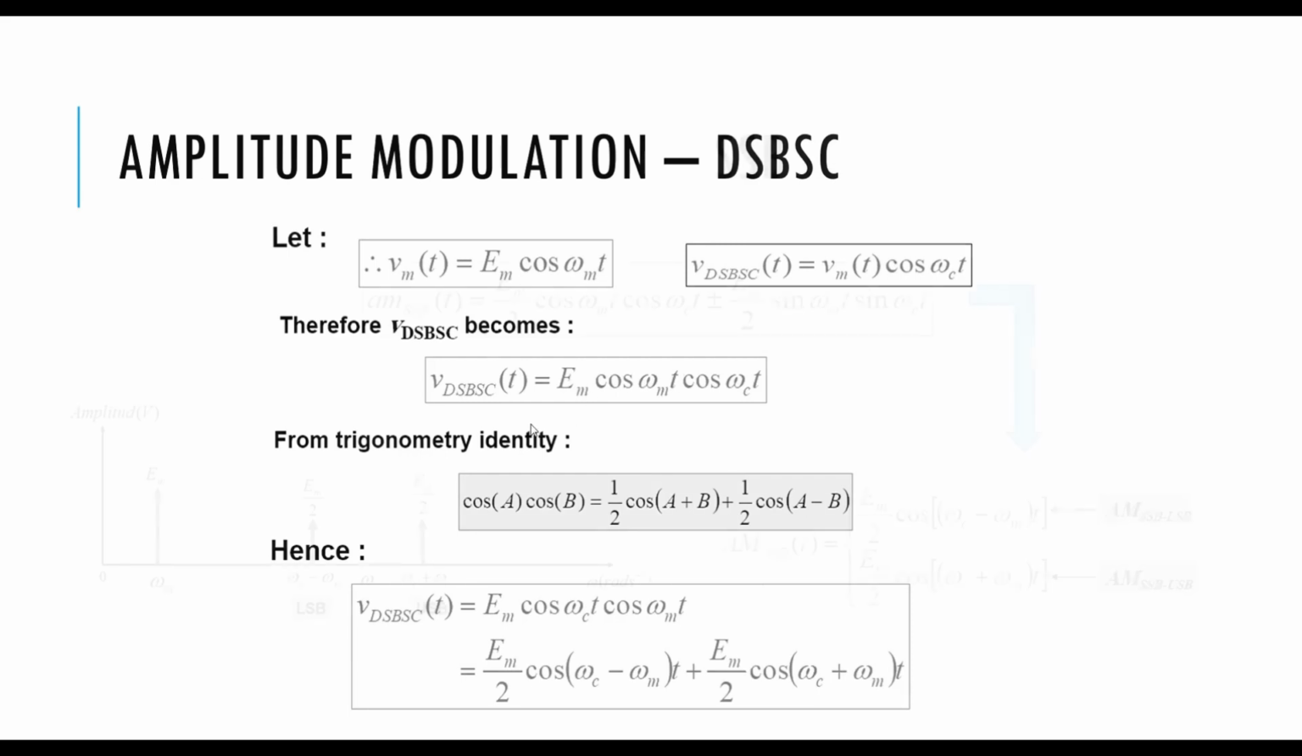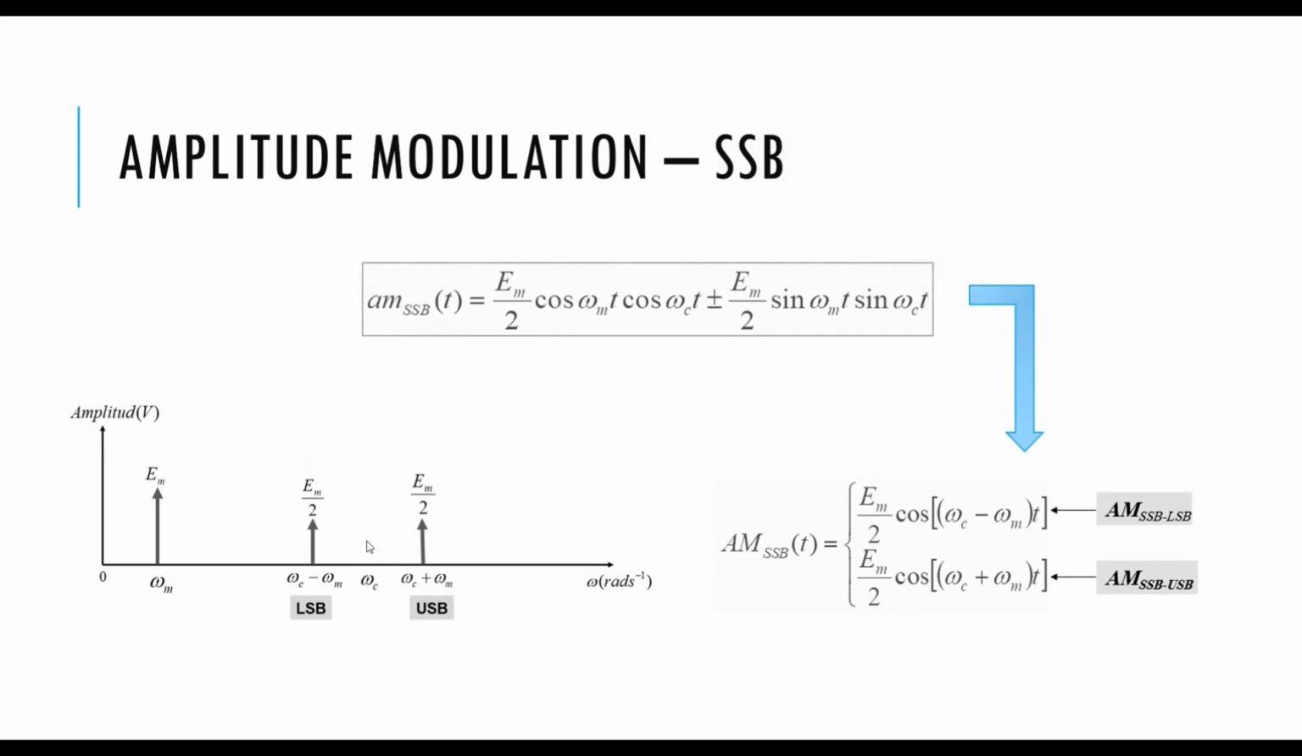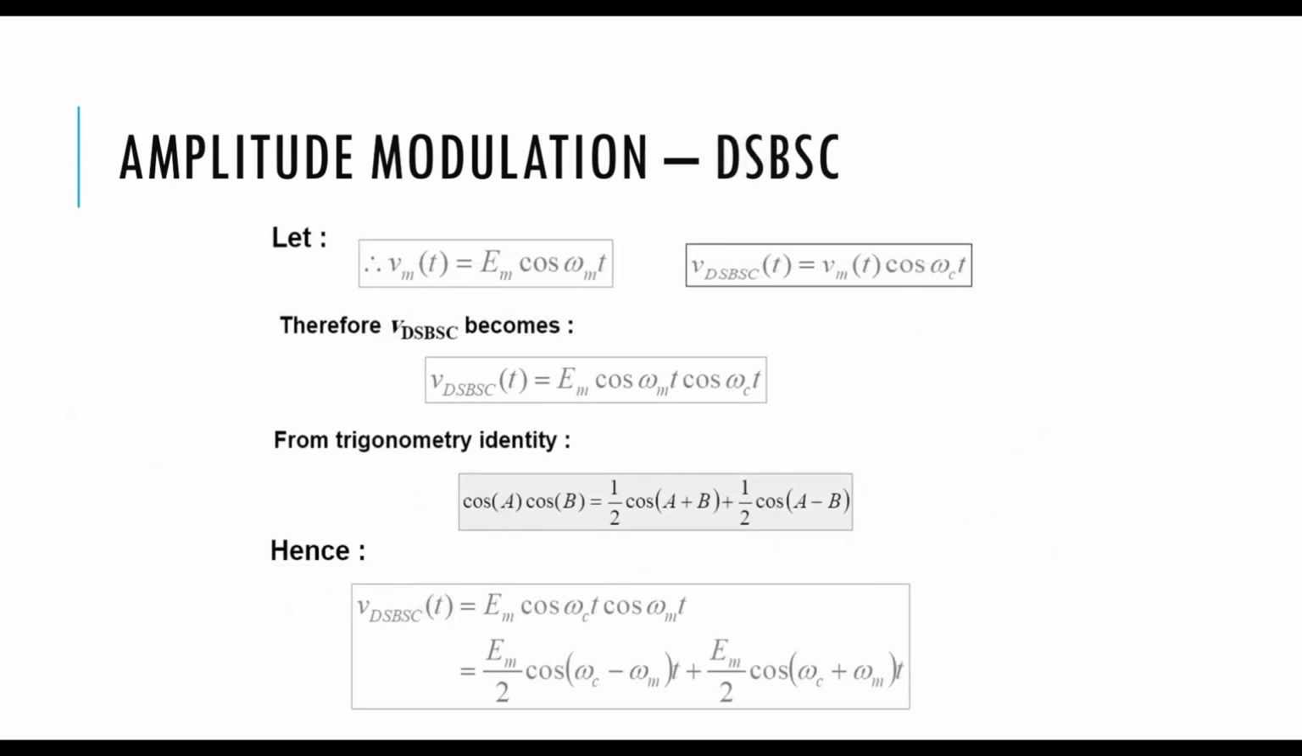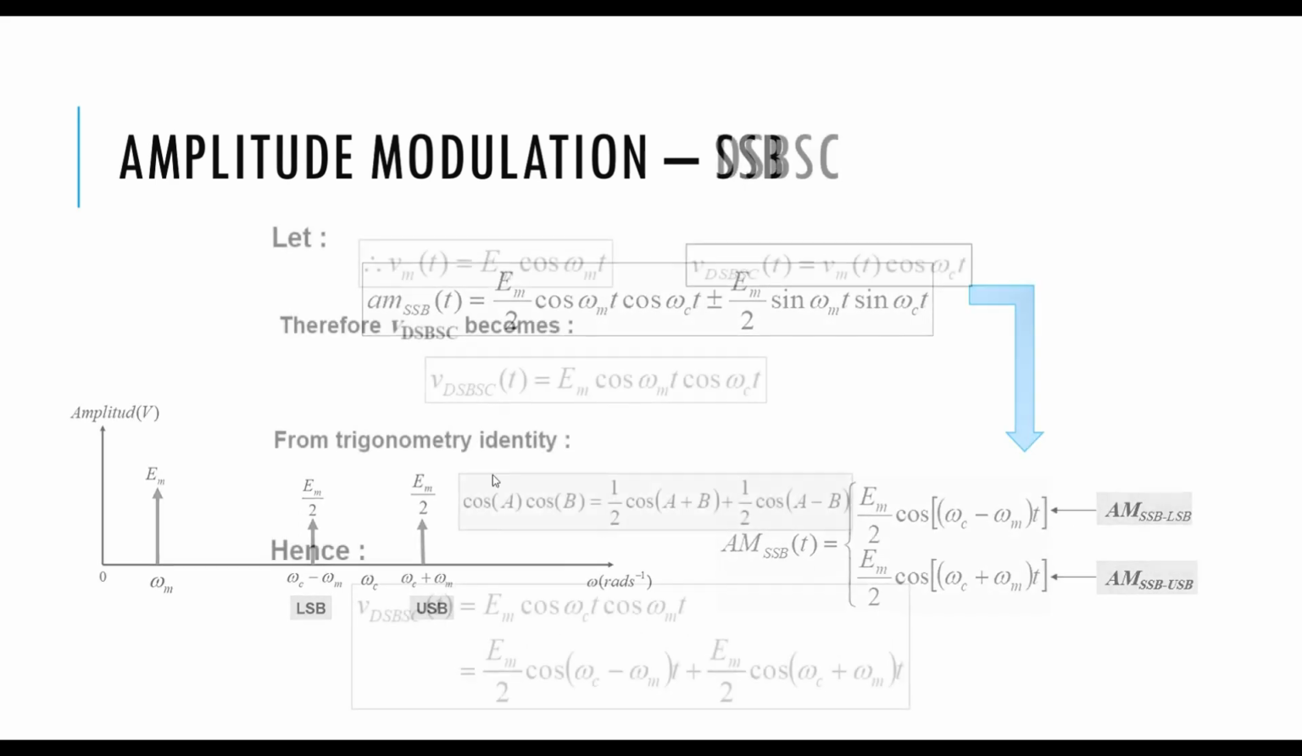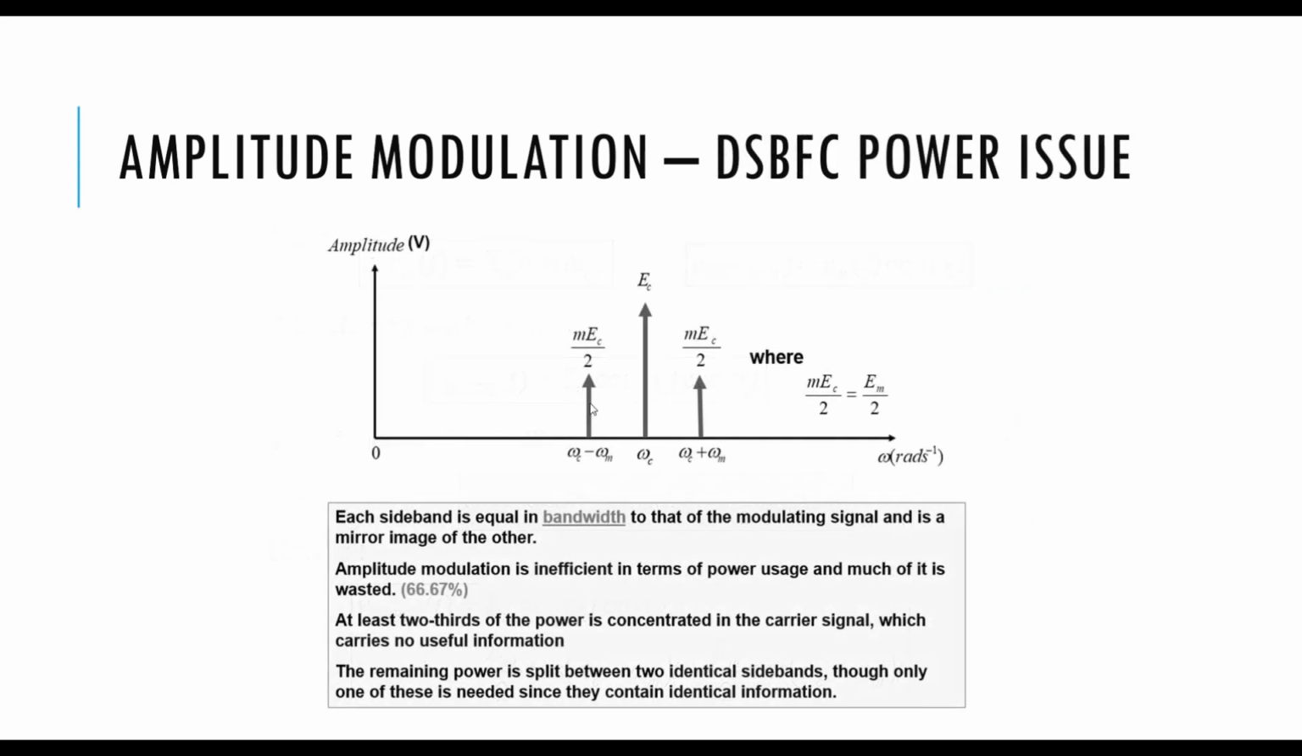This way, we only get two sidebands without the carrier, as you can see here. Each of the sidebands has the same amplitude, Em over 2, and exists at fc plus fm and fc minus fm. Now, since we suppressed the carrier, all the power is transmitted to the sidebands. In this way, we have 100% efficiency, because all the power used is used to send signals with information.